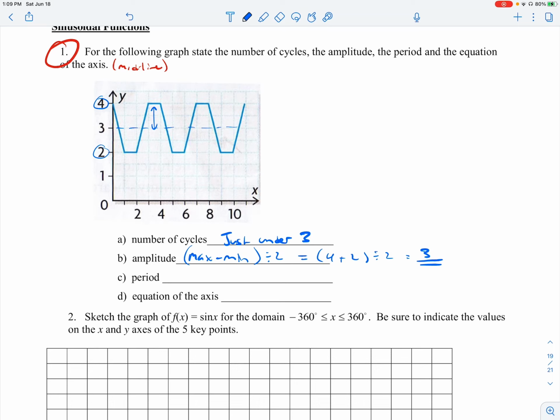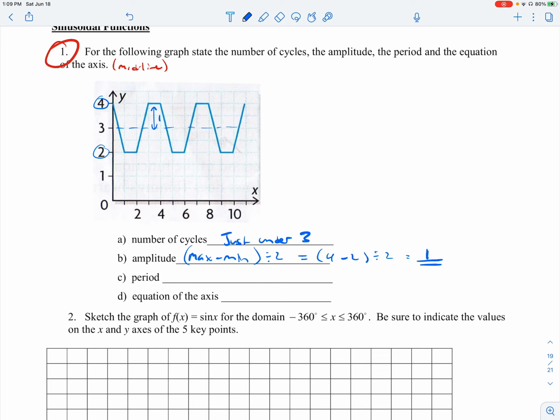Sorry, it's a minus, not plus. 4 minus 2 divided by 2. So 2 divided by 2, and that gives us 1. Which makes sense because there's about 1 unit from the middle to the top. That's the best way to look at it.